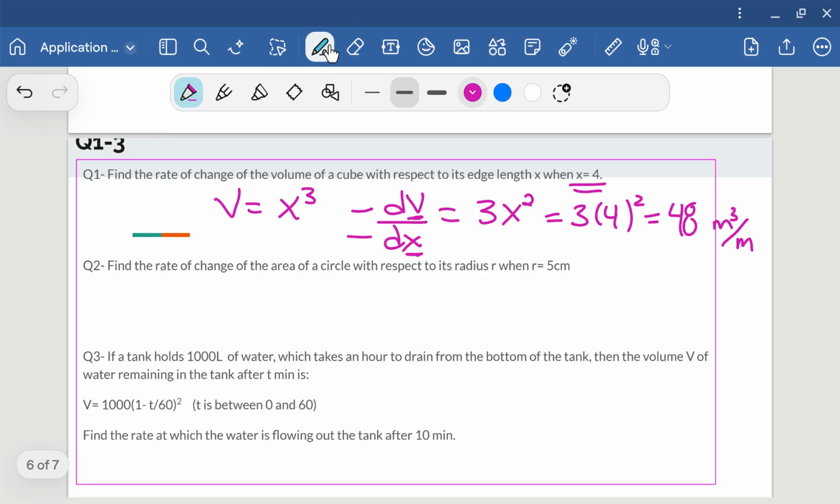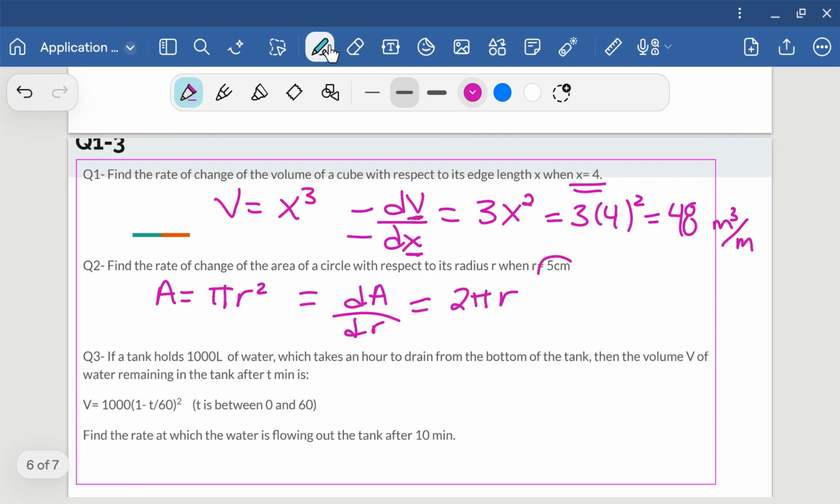The next one, find the rate of change of area of a circle with respect to its radius when r equals 5. So if you start with the formula for the area of a circle, hopefully we know that that is pi r squared. And if we want to find the rate of change, we're going to take the first derivative. So the area as it relates to the radius changing, you'll have 2 pi times r. We took 1 away from that exponent using the power rule.